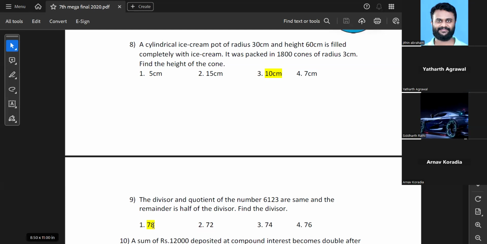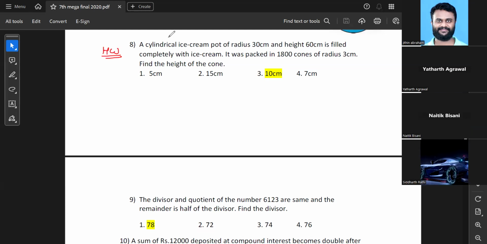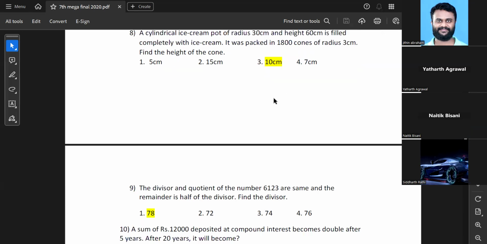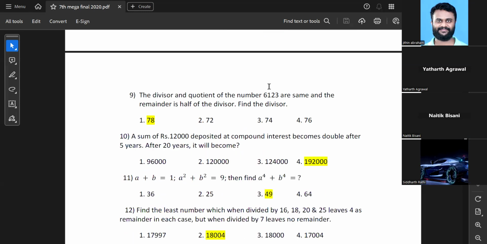Very easy, sir. It's only about volume. It's about volume of cylinder and volume of cone. Basically, volume of cylinder divided by volume of cone will be equal to 1800. So volume of cylinder is equal to volume of cone multiplied by 1800. Inside the volume of cone, you will get the height.